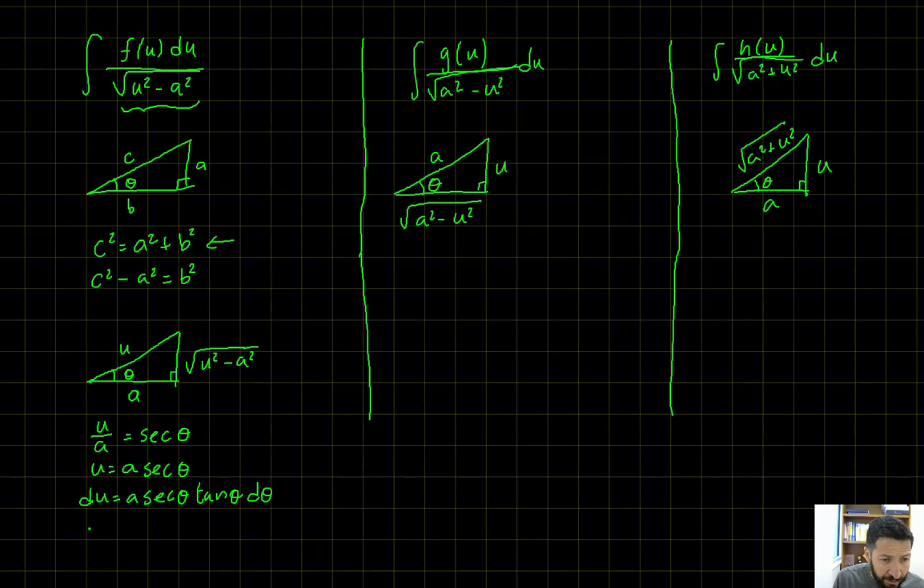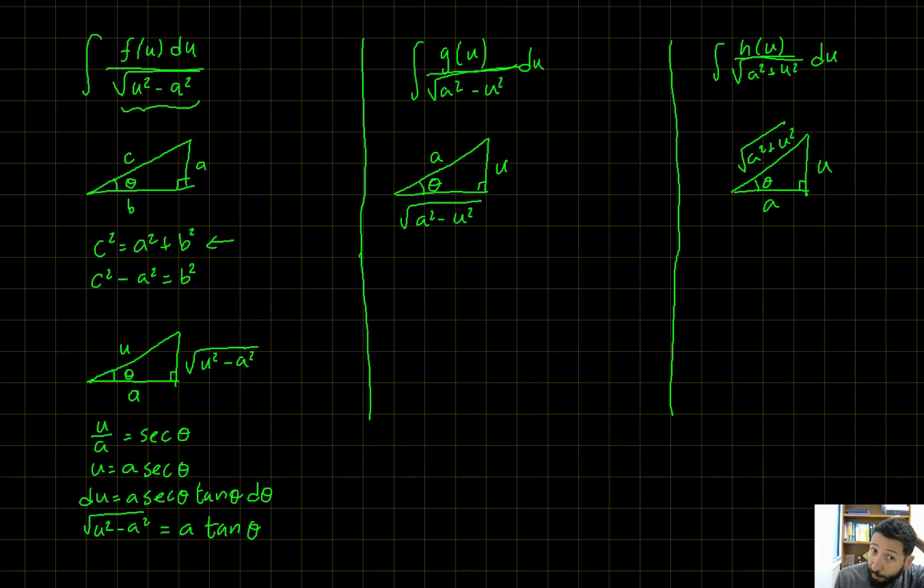And lastly, the square root of u squared minus a squared. This is opposite over adjacent, so this square root over a will be the tangent. Let's multiply a on both sides, and you get that square root can be substituted in with a tangent. So this would be a tangent. This would be a function of the a secant, and then the du would be substituted in with a secant tangent d theta.